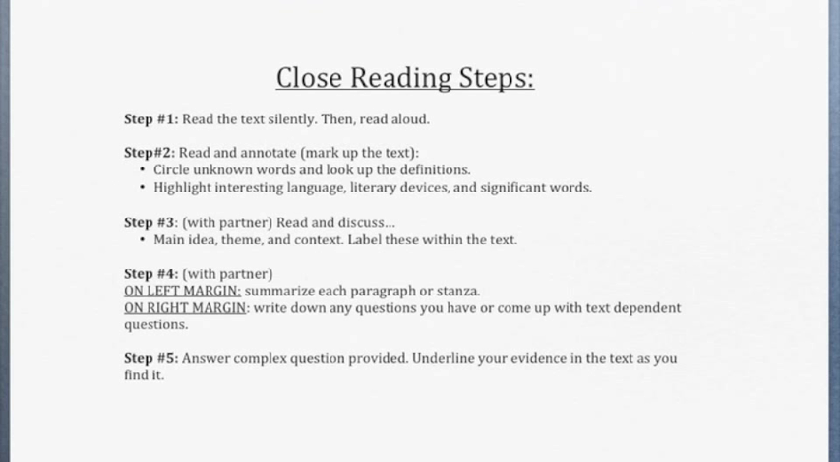Step number 3, you're going to do with a partner. With your partner, you're going to read and discuss the main idea, theme, and context in which the text was written. And then you're going to label these within the text.